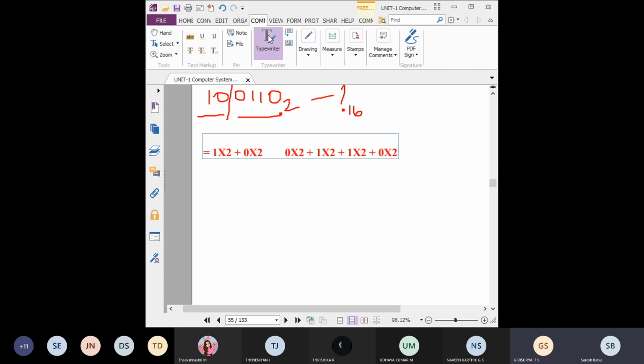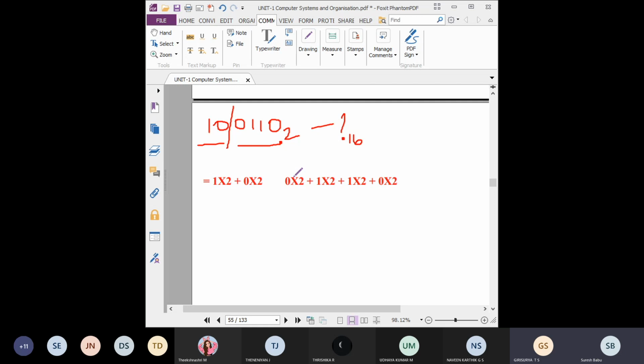Students understood up to this? Yes, sir. These 4 numbers given here, these 2 numbers given here, right? Now what we have to do is give the power value from the right side. So 2 power 0, 2 power 1, 2 power 2, 2 power 3. Now what is the power value for this one? 0. Again start with 0. Very good. Then 2 power 1. So that's all, we have given the power values. Next we go for the next step.